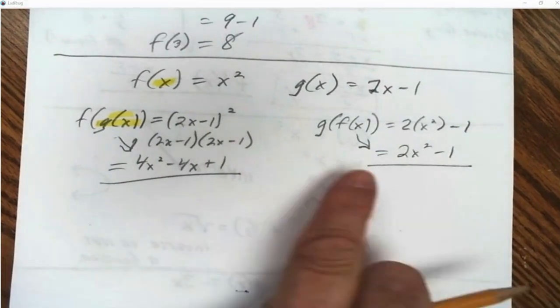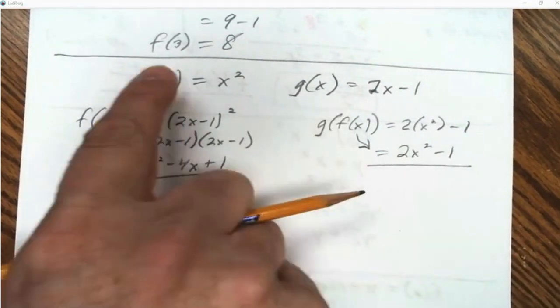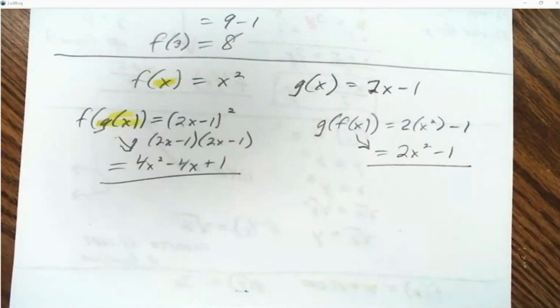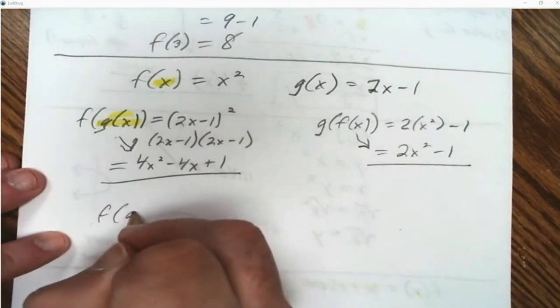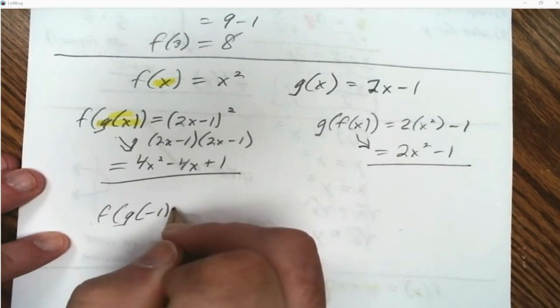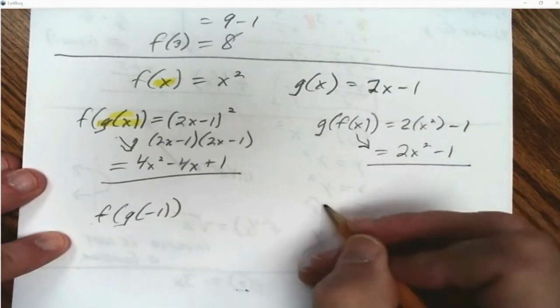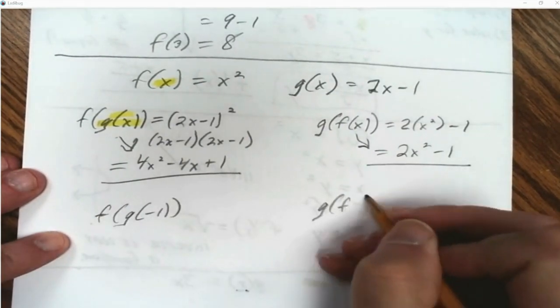It's different depending on whether we're substituting g of x into f or f of x into g. But those are compositions of functions. If we said f of g of -1, that would be different than g of f of -1.